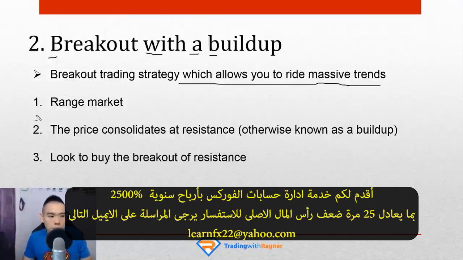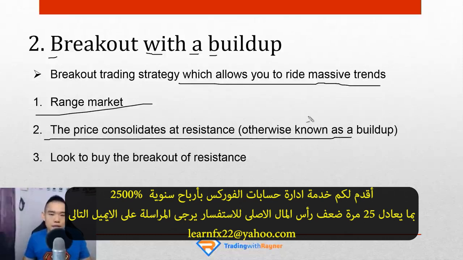So what you're looking for is, number 1, a range market. The market has to be in a range. If you want something more objective, look for a range of at least 80 candles or more. Then the price consolidates at resistance, otherwise known as a build-up. This is where the price is at resistance and it starts consolidating for about 10 candles or so, forming a very nice tight consolidation. I call this a build-up. And then you'll look to buy the breakout of resistance after the build-up has been formed.